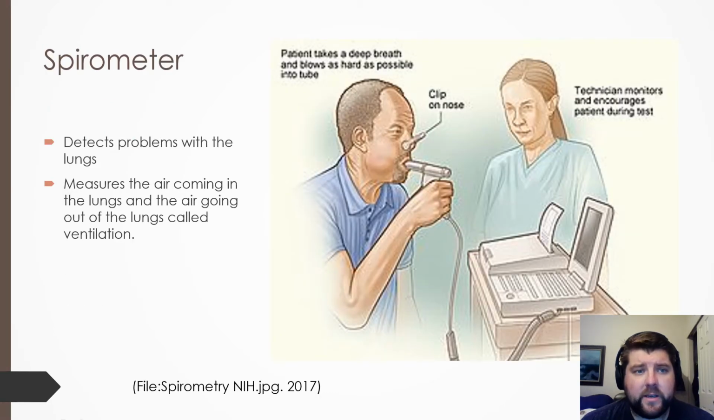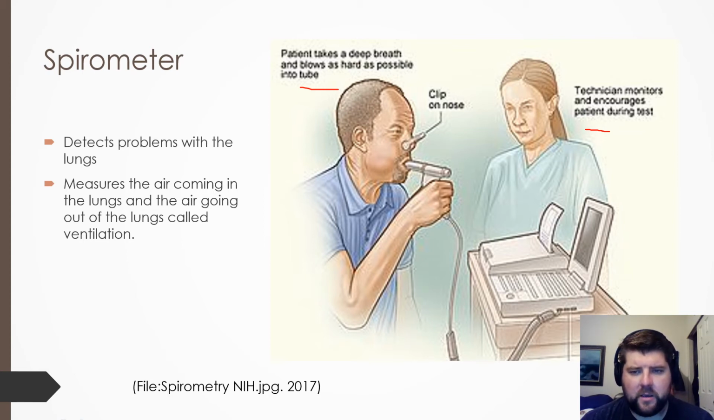So a spirometer is an interesting device that allows medical practitioners to find out the function of the lungs. What you do is the patient here would take a deep breath and blow as hard as possible into this tube here, and there's a clip on the nose in order to stop air coming out of the nose. And the technician would monitor and encourage the patient to breathe as hard as they possibly could, and make sure that they're actually breathing out and breathing in as much as they can.